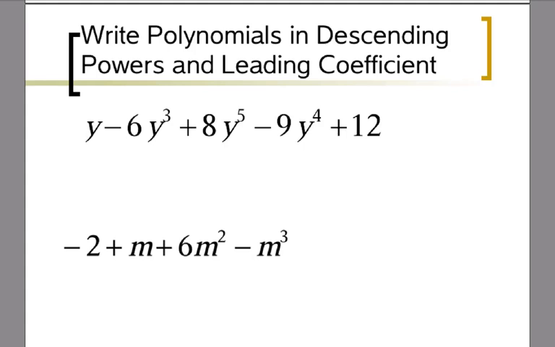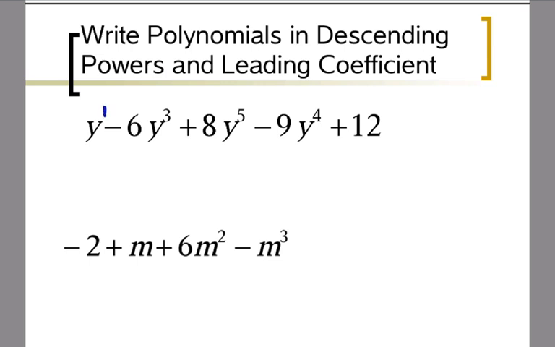Hi class, in this lesson we're going to talk about polynomials and a few properties about them. First of all, descending powers and leading coefficients, and then later we're going to talk about combining like terms and what like terms are. So first thing is our descending powers. Now the powers are the exponents, and so each one of these has an exponent.